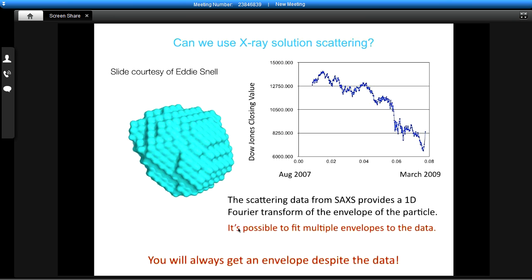What's important to note here is that you will always get an envelope despite the data. Whereas in, say, crystallography, if you have a wrong model, then you're going to have R factors that don't go down. They're always going to be high. You might not even be able to phase and come up with any kind of solution. Whereas with SAXS, no matter how bad your data is, no matter how noisy it is, no matter how aggregated it is, you will always get some kind of envelope. So it's important to keep this in mind when you're doing your SAXS experiments.